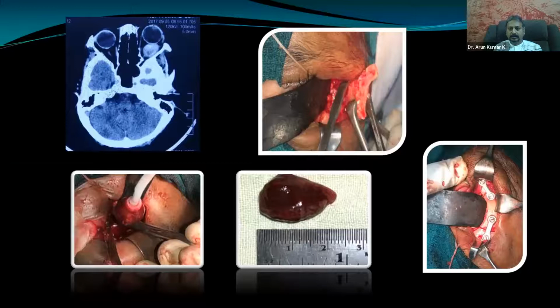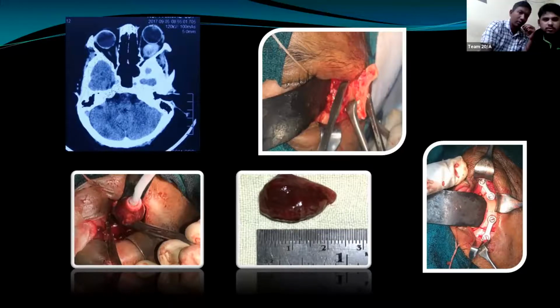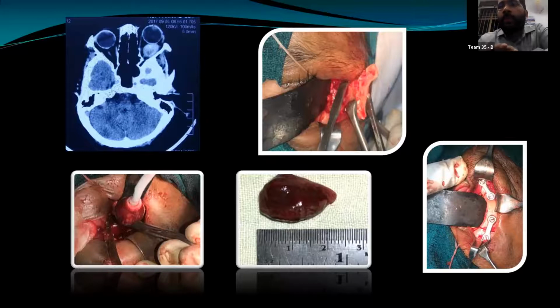Team 20, unmute yourself. Sir, removal of the retrobulbar hematoma or something like that. That is okay, that is removal, that's fine. I want the procedure, what is being done. Okay, next it passes to team 35. There's a lateral orbital approach to remove the retrobulbar hemorrhage. Lateral orbital approach. It's incorrect.